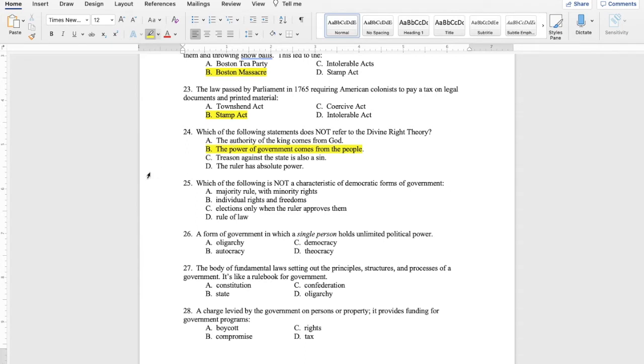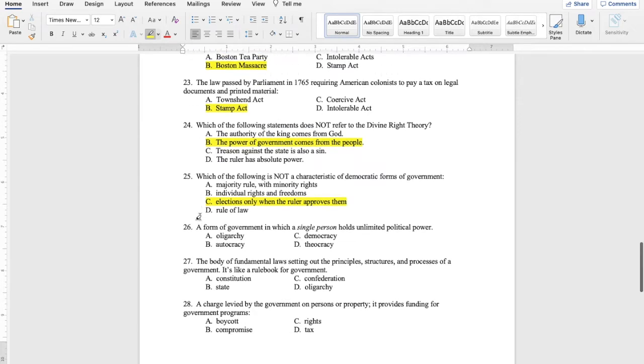25, which of the following is not a characteristic of democratic forms of government? The answer was C, elections only when the ruler approves them? No. We have elections no matter what the ruler says. We have majority rule with minority rights, individual rights and freedoms, and of course, rule of law.